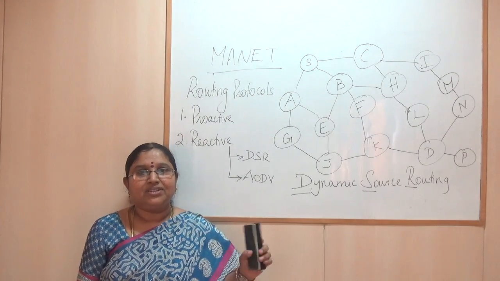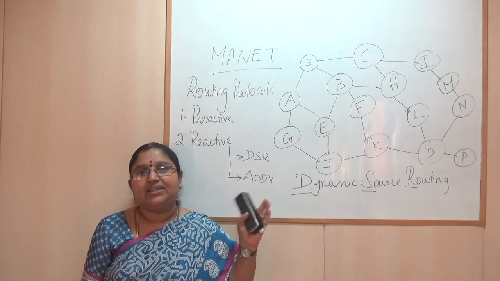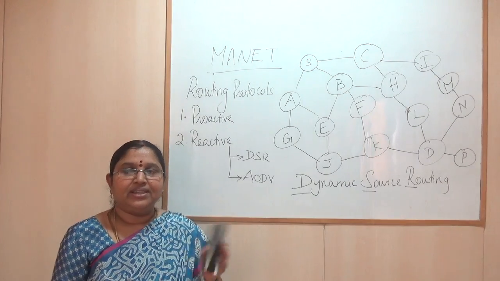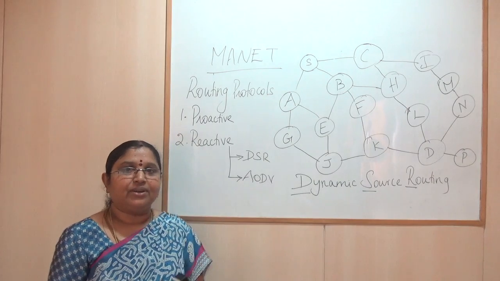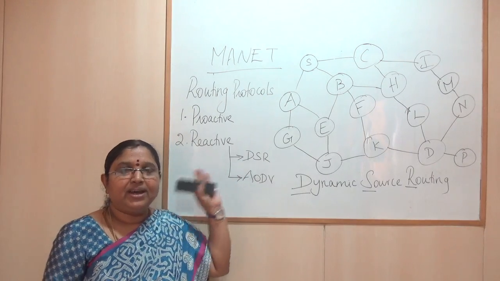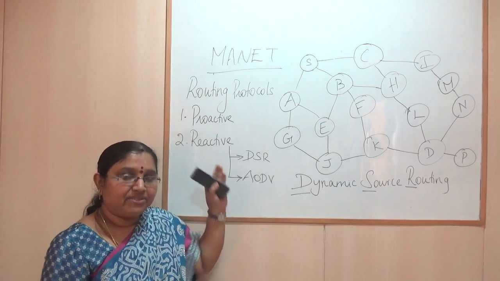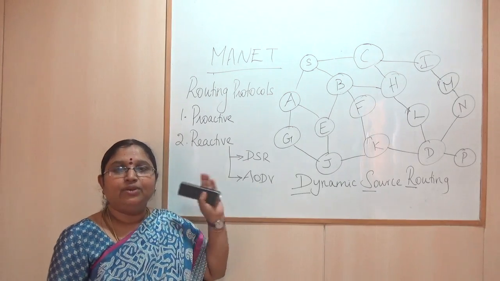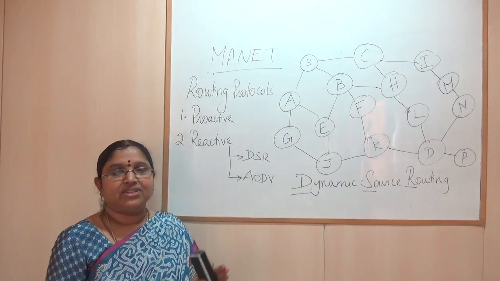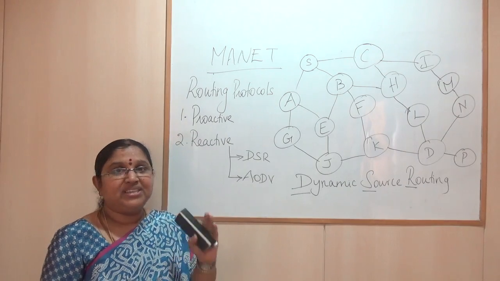We might have come across two major kinds of networks. One is an infrastructure based network, another one is an infrastructure less network. So this MANET, Mobile Ad Hoc Network, is basically an infrastructure less network where we don't have any fixed infrastructure or what we call a base station.